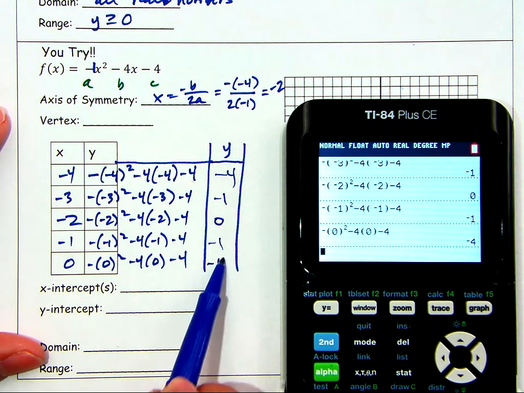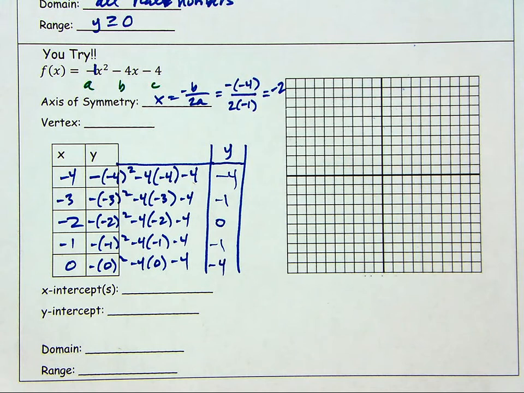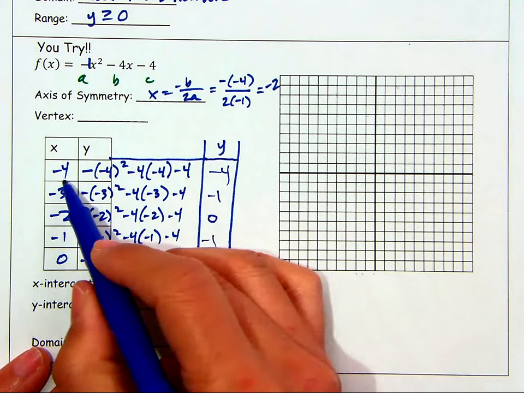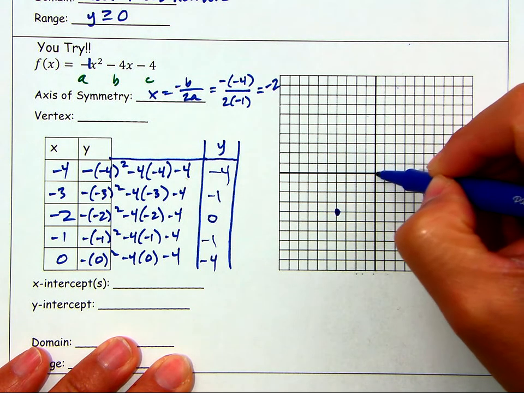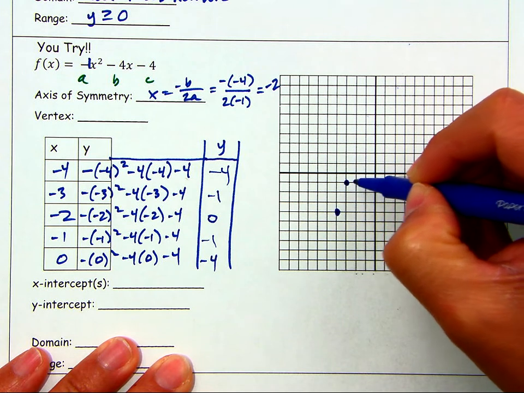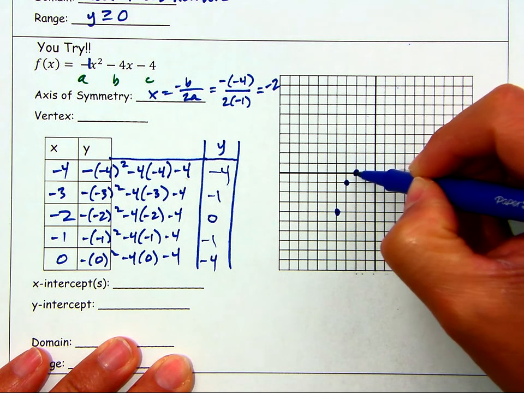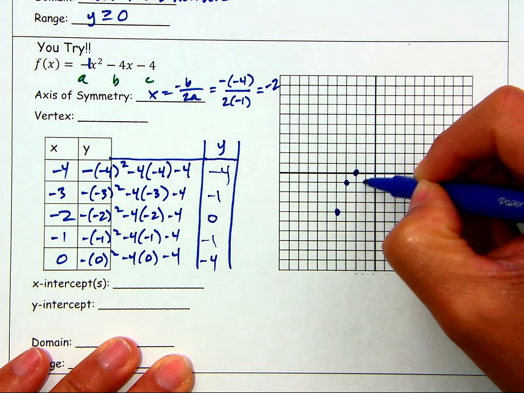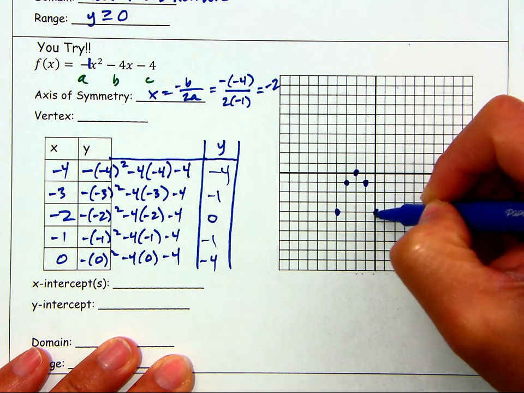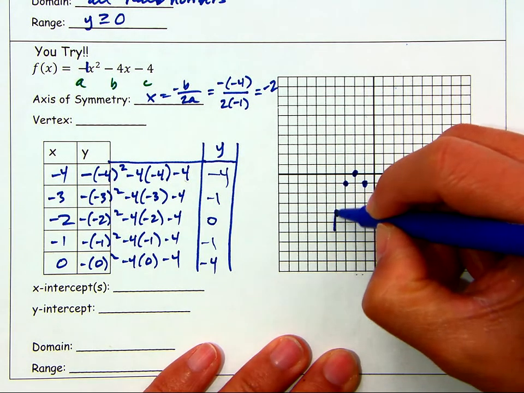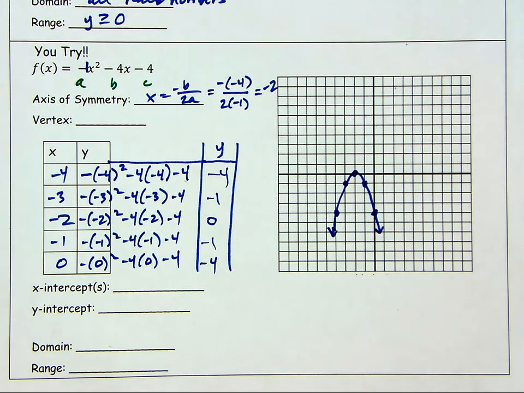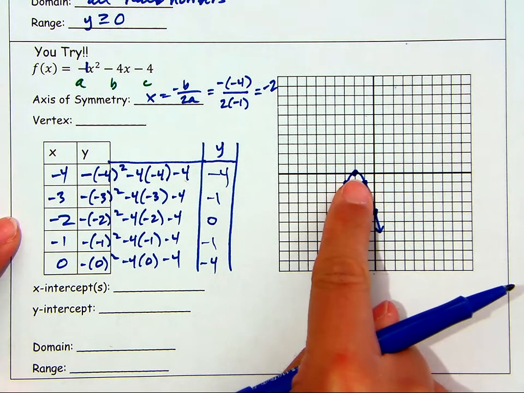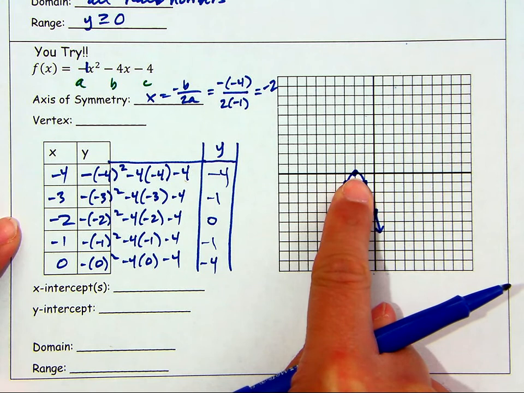All right. So let's plot these now. Negative 4, negative 4. Negative 3, negative 1. Negative 2, 0. Negative 1, negative 1. And 0, negative 4. All right, so our vertex is going to be that unique point there at the highest location of the parabola, right? So negative 2, 0.